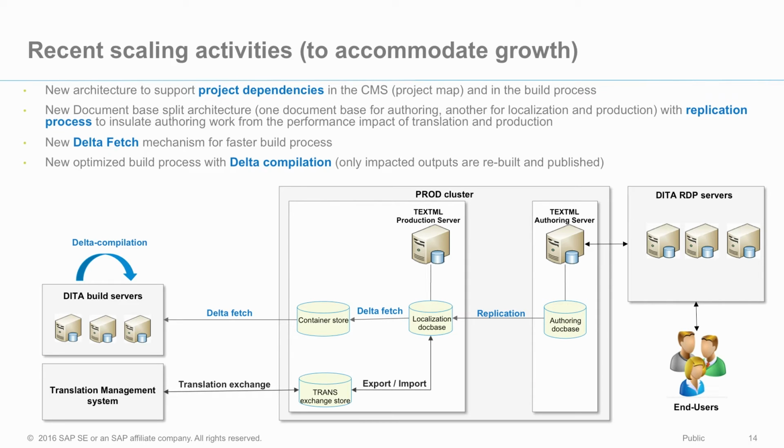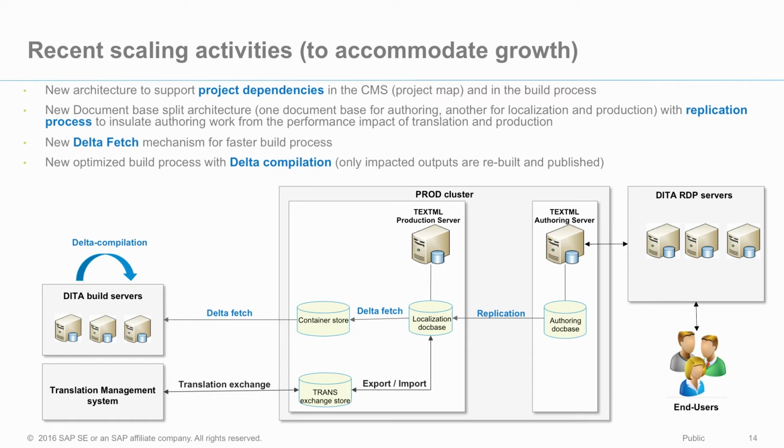We have done some other optimization, like the documentation split. We split the document base into two parts, an authoring part that includes only the authoring content, and the full document base that includes both authoring and localization. The main purpose here was first performance, and to protect and insulate the authors from a performance perspective when we are running backend processes on the production instance. So basically, when we're running translation and builds, this doesn't impact authors during their daily work.